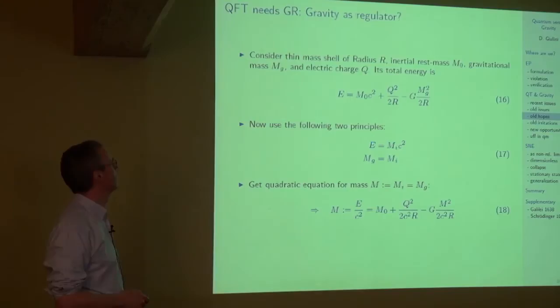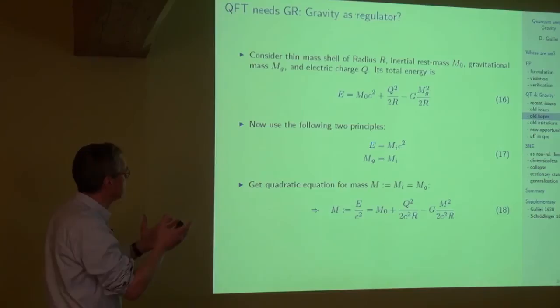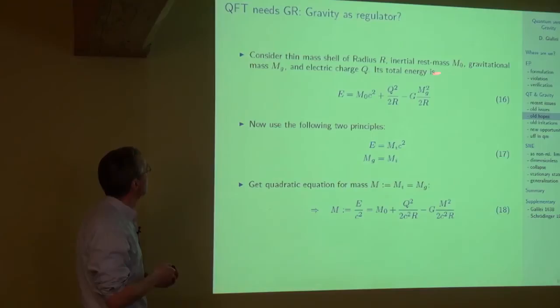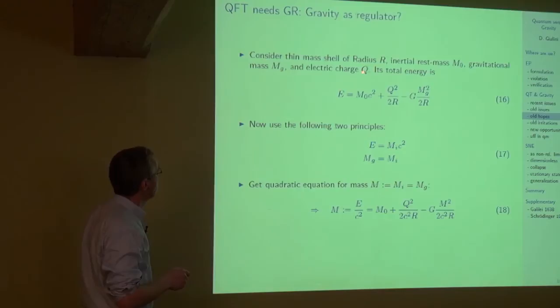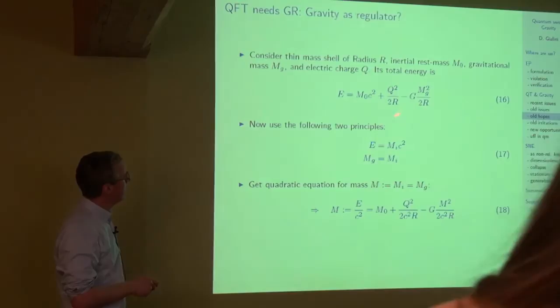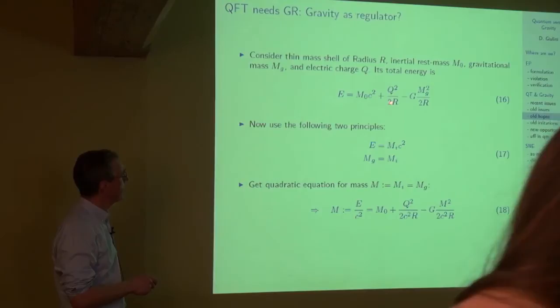So take a mass shell, classically now, a mass shell of radius r, and perhaps it has an initial rest mass m0. And also give it a gravitational mass, which I don't want to specify at the moment. It's a gravitational mass that may be different from its rest mass. And also give it an electric charge. Then its total energy is the rest mass, then the energy stored in the electrostatic field outside the sphere, which is q squared over 2r in proper units.